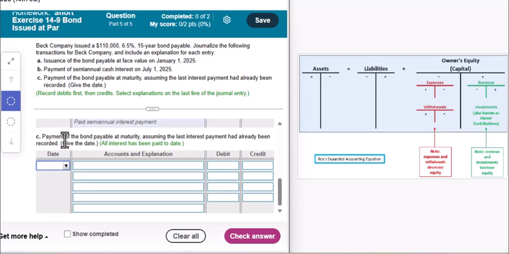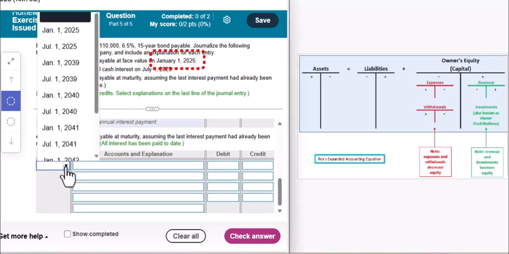So for C, payment of the bond payable at maturity, assuming the last interest payment had already been recorded, give the date, all interest has been paid to date. So it has been 15 years. And how did we know it's been 15 years at this point? We have a 15-year bond payable. So 15 years from January 1st, 2025, you can do the math there, add 15 to 25, it's going to be January 1st, 2040. So notice that the months here show up as well, so be careful you don't hit July.